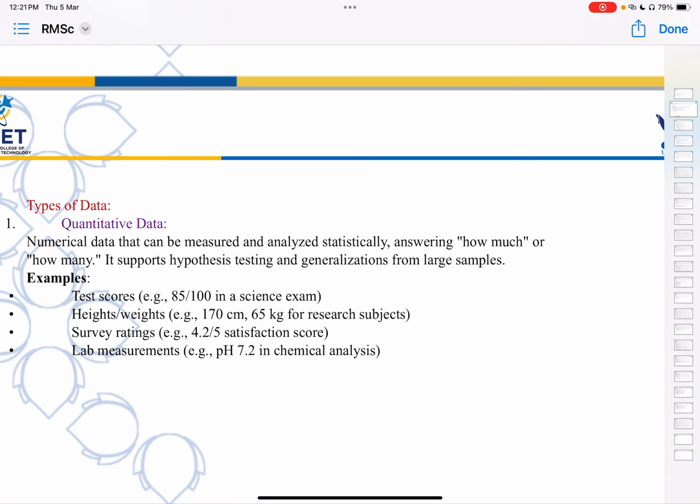Now, what is quantitative data? Quantitative data is nothing but numerical data. So, we will have the data in terms of numbers. It is measured statistically, like test scores. Suppose the score is 85 out of 100. That is numerical data, like heights or weights, ratings of a survey, or certain laboratory measurements. So these are all quantitative data.